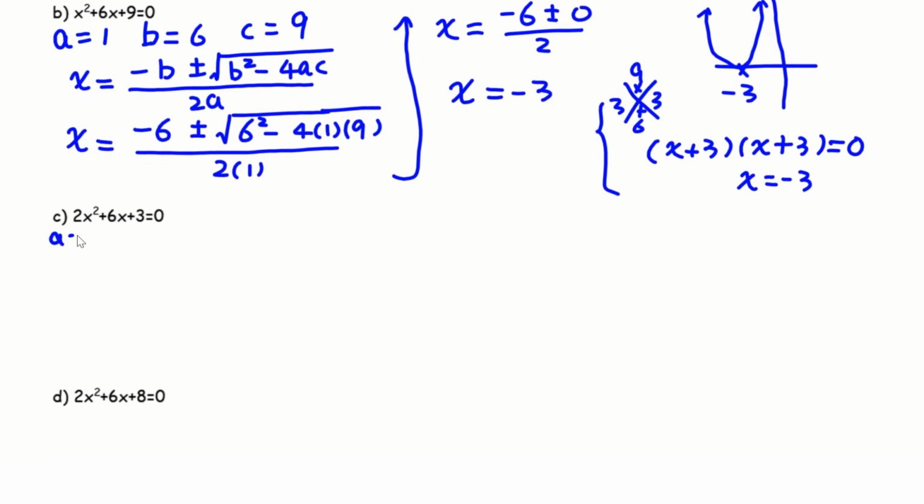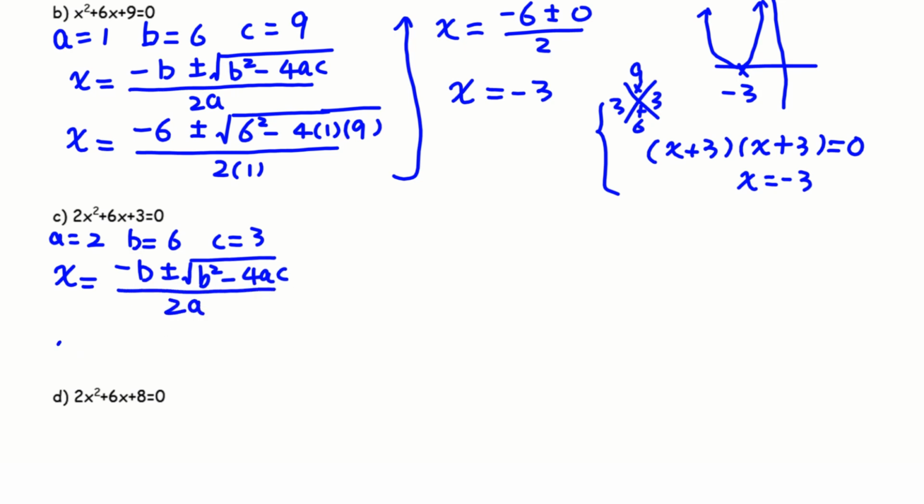So a equals 2, b equals 6, c equals 3. Then put in the quadratic formula: x equals negative b plus minus square root of b squared minus 4ac, all over 2a. Then x equals negative 6 plus minus square root of 6 squared minus 4 times 2 times 3, then divide by 2 times 2.